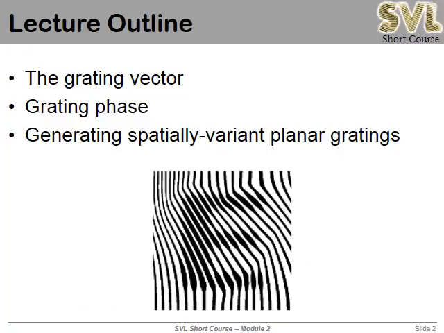Before we talk about generating spatially variant gratings, there's two concepts that we need to introduce and that you really need to get a good solid understanding of. One is the grating vector and the second is the grating phase. Once we have a grasp of those two things, and they're very tightly related, then we can go in and talk about how to spatially vary planar gratings, which of course are described by the grating vector.